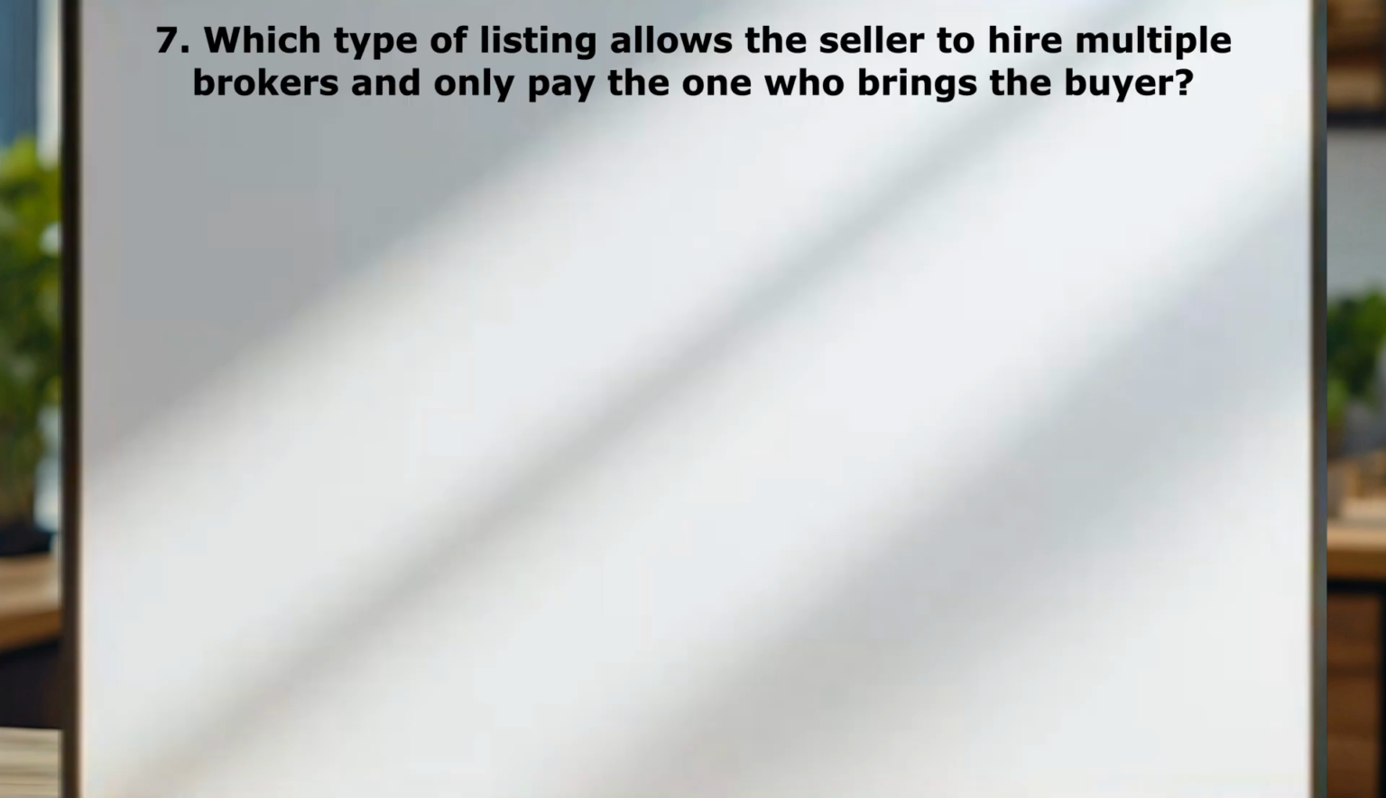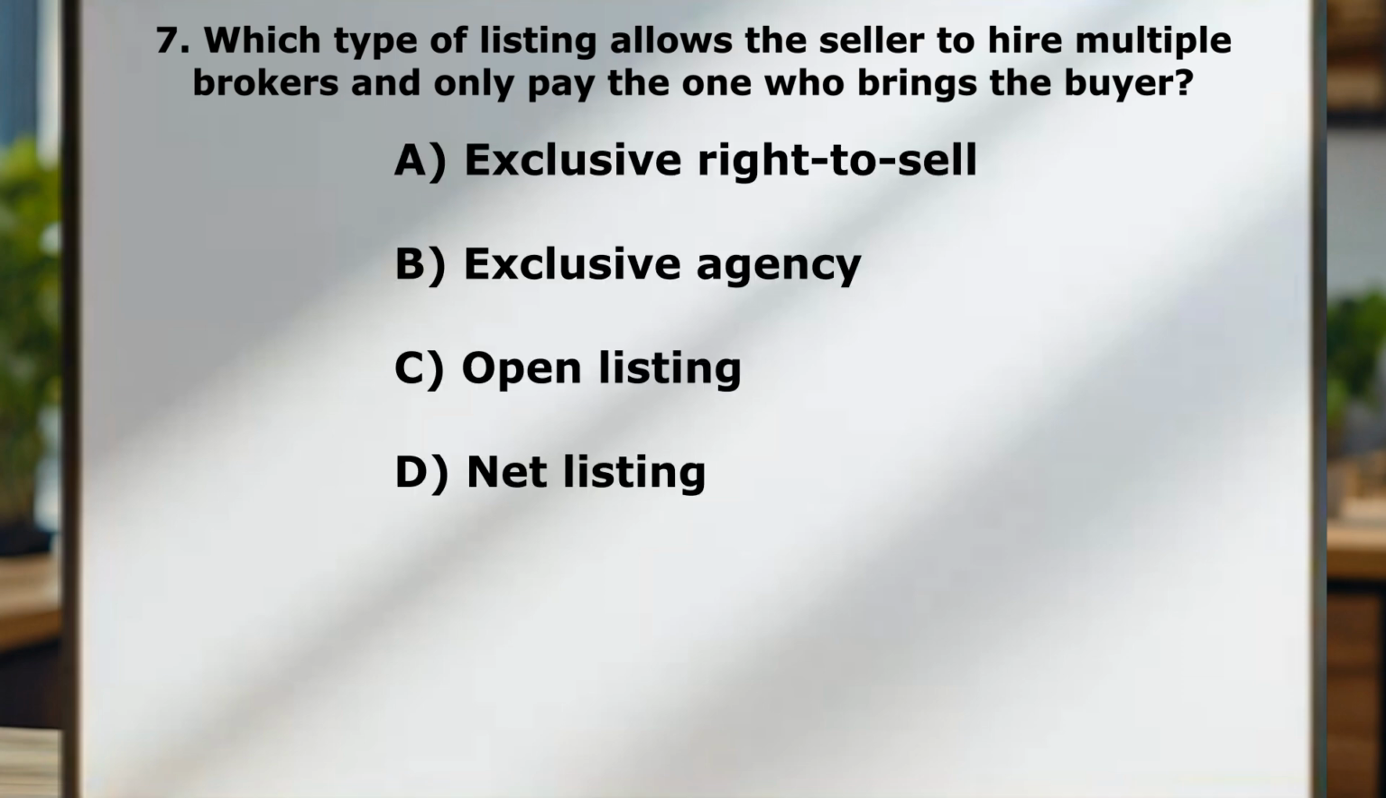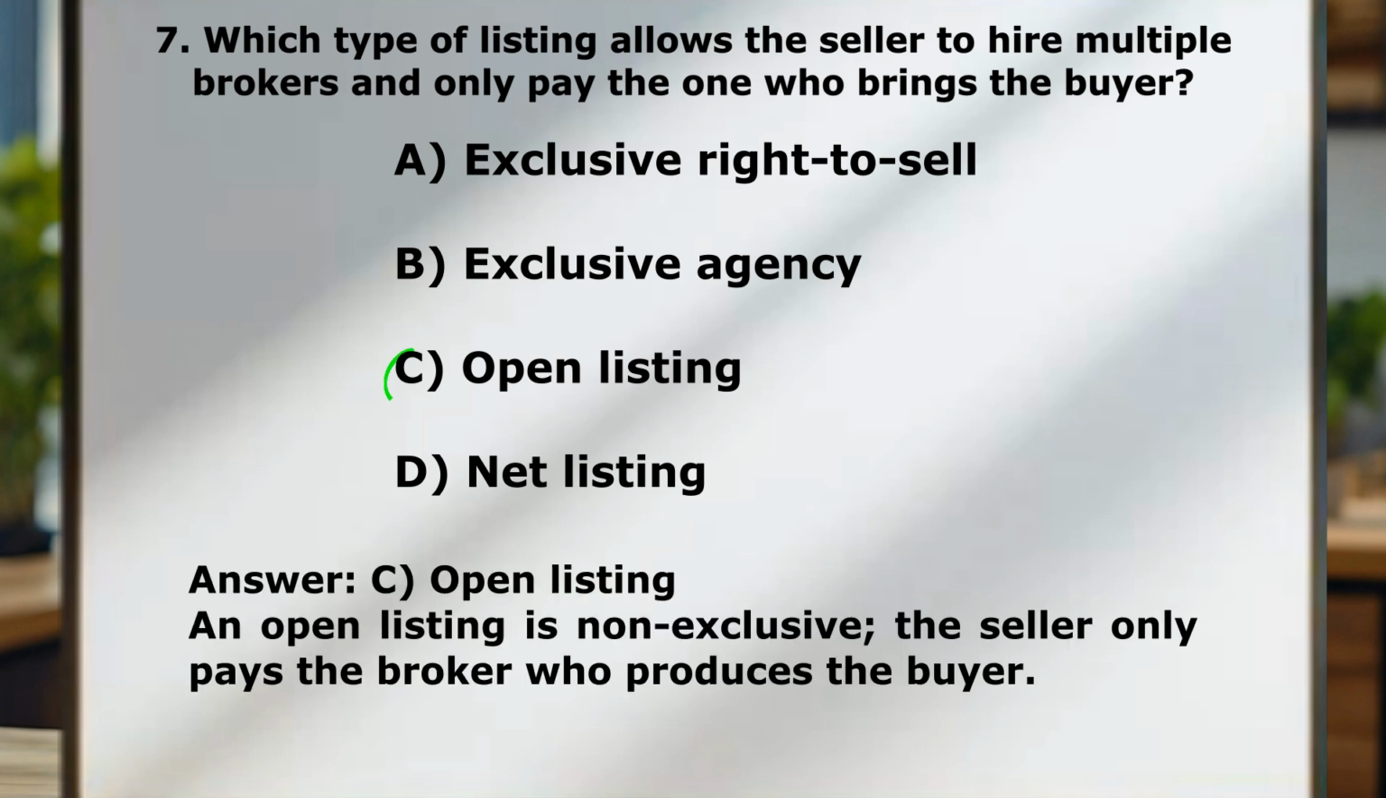Question number 7, which type of listing allows the seller to hire multiple brokers and only pay the one who brings the buyer? A, an exclusive right to sell. B, an exclusive agency. C, an open listing. D, a net listing. Correct answer here is open listing. So an open listing is non-exclusive. The seller only pays the broker who produces the buyer.